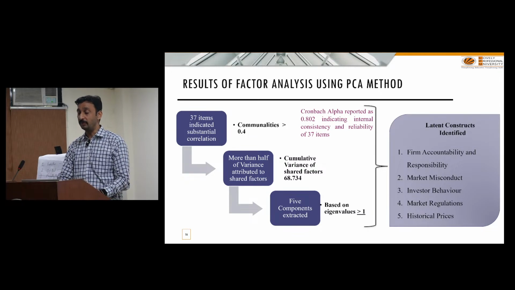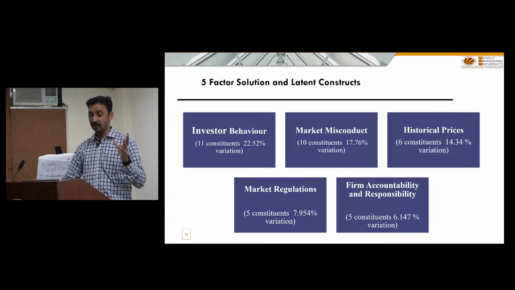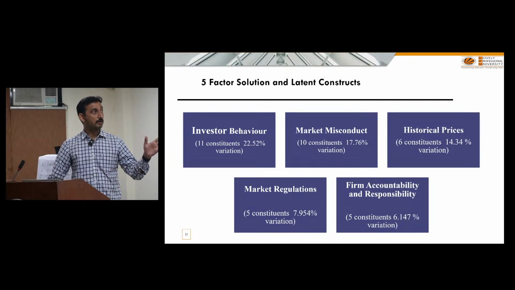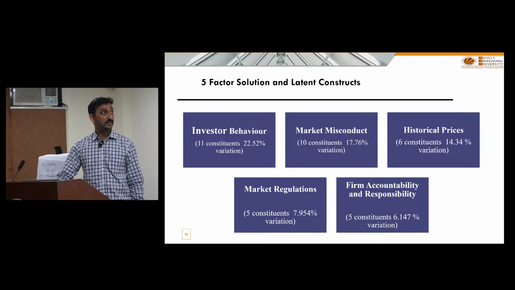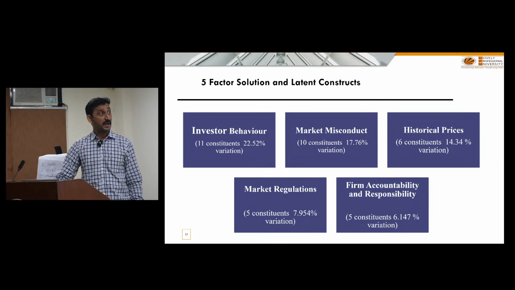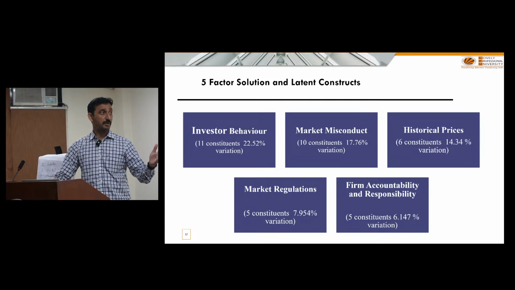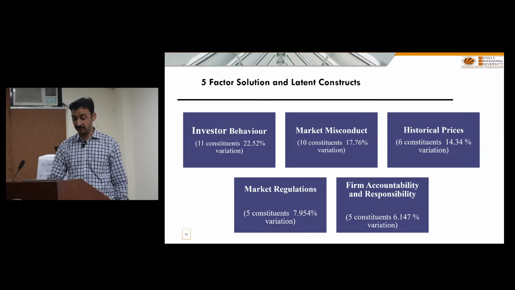When I'm talking about the 5 factors, these are not just a factor, they have constructs also. Investor behavior has 11 constituents, which has a weightage of 22.52%. Market misconduct has 10 constituents, which has a weightage of 17.76%. Historical price has 6 constituents, which has a weightage of 14.34%. Market regulation and firm accountability and responsibility have 5 constituents each, and also have close to 6 to 7% weightage.